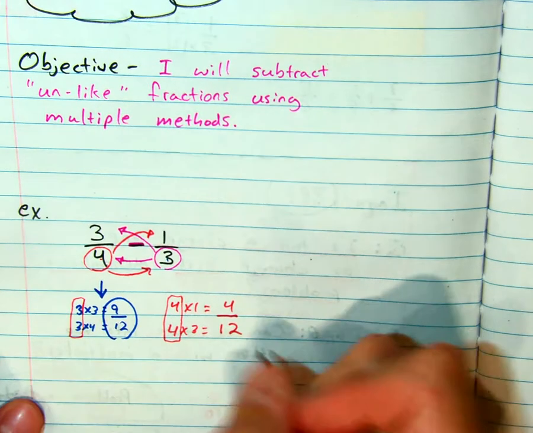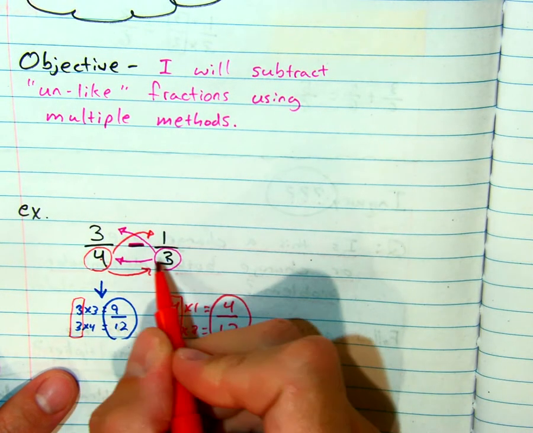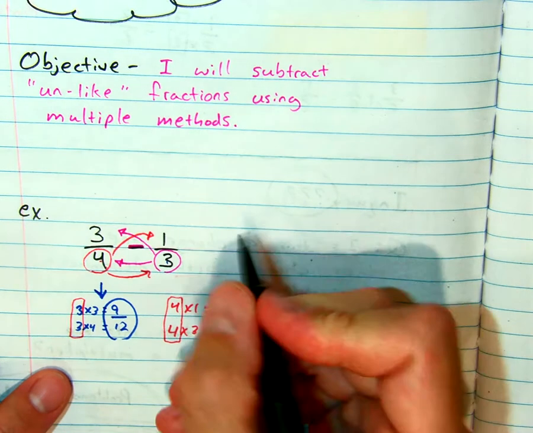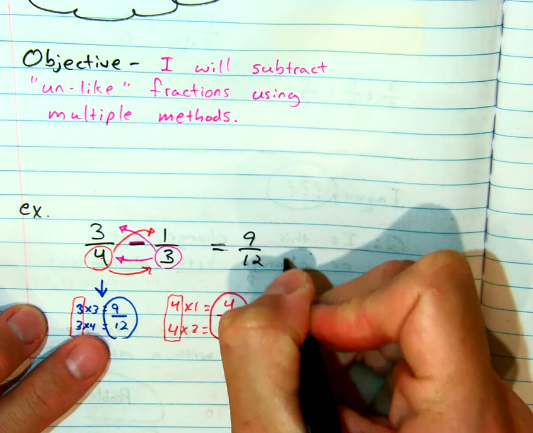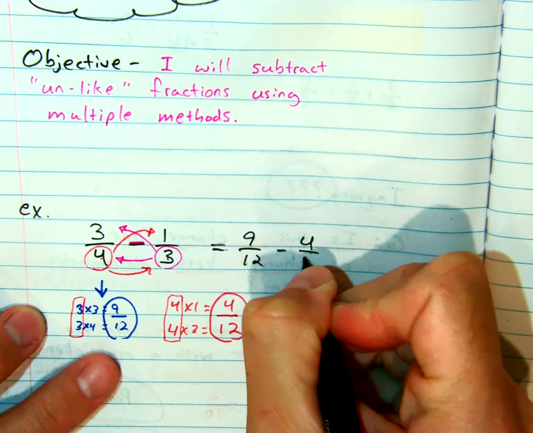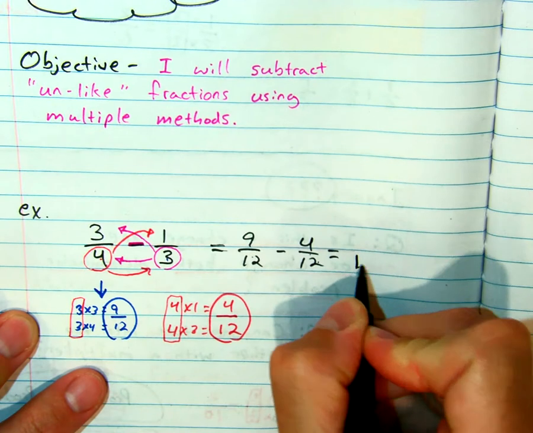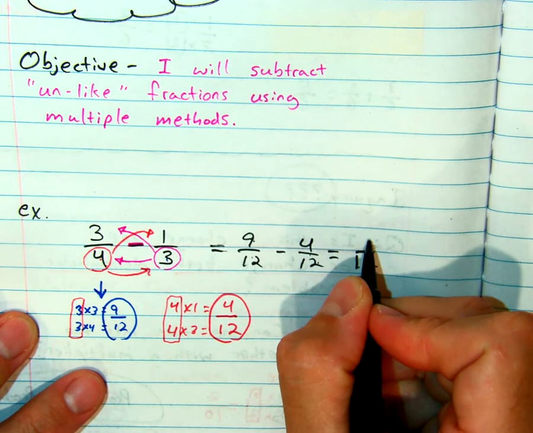Now we have like denominators. We can't do it when they're unlike, but now we certainly can. So let's go back to our original problem. Let's rewrite it with our new fractions. 9/12 minus 4/12 equals. Denominator stays. 9 minus 4 is 5.